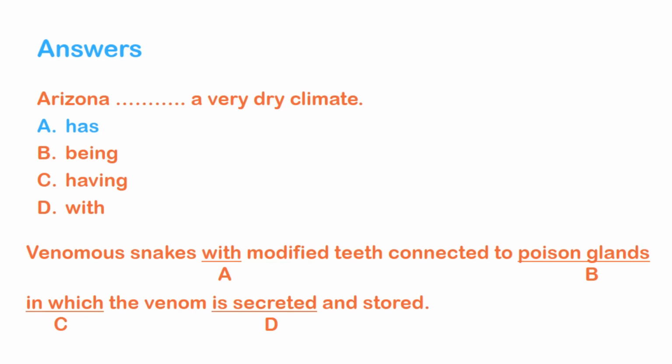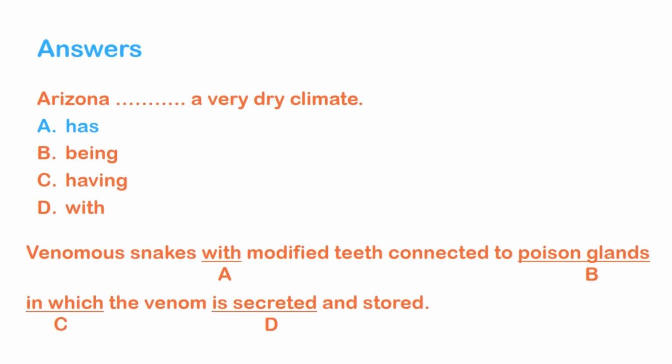The clause in which the venom is secreted and stored is used to describe glands. And in this clause, we can see that it consists of a subject, which is the venom, and also the verb, which is secreted and stored. Therefore, this clause is already complete. Since this clause is already complete, now let's focus on the other clause.